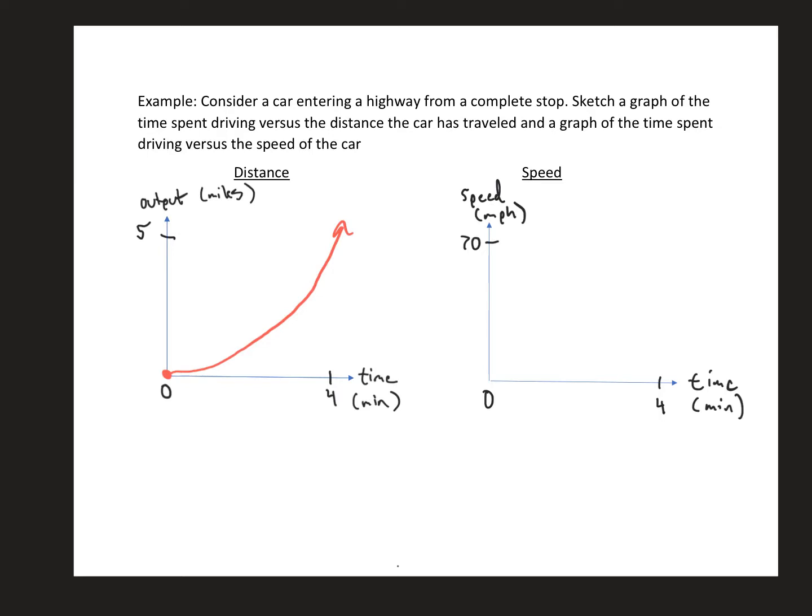If we think about the speed of the car, before it begins moving, the speed is 0 miles per hour. Once the car begins moving, the speed is going to rapidly increase. But at a certain moment of time, once the car reaches the speed limit, the speed is no longer going to increase. Once we reach 70 miles an hour, the car will maintain that speed.